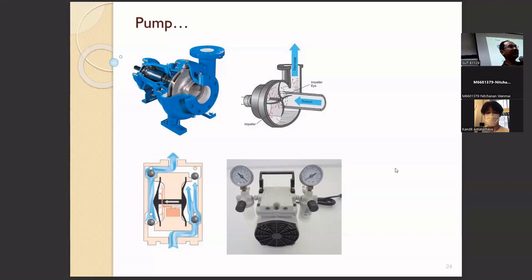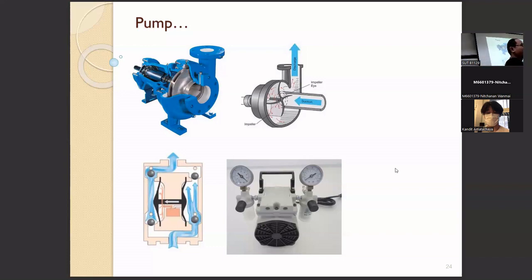But the power is lower than the dynamic pump. That's right. The flow rate, the capacity is maybe lower than the dynamic pump. For that, this is why we commonly use peristaltic pump in chemical industry.